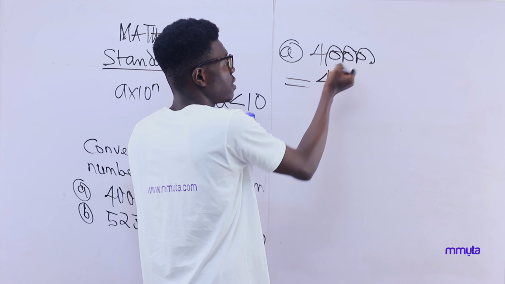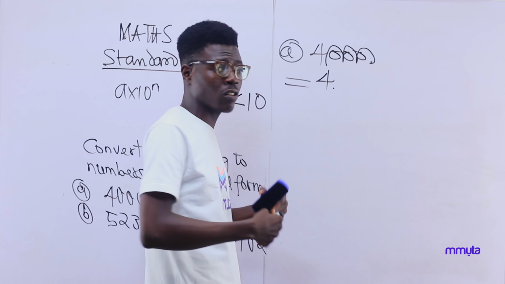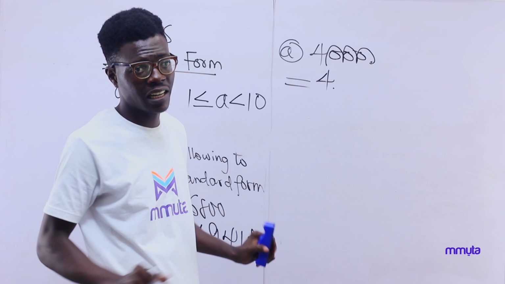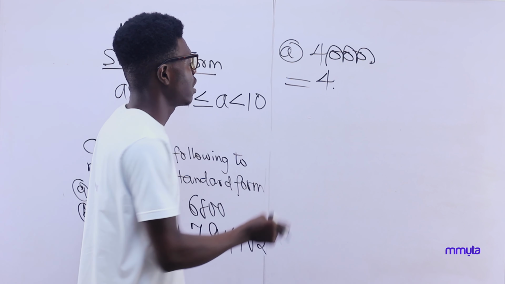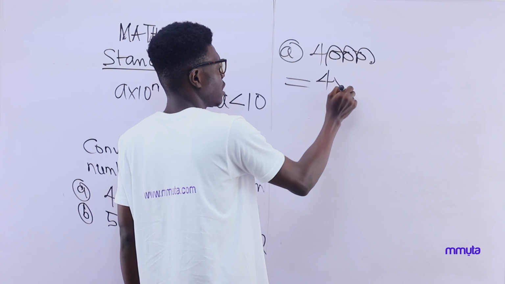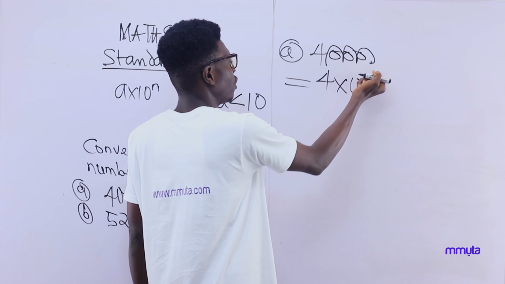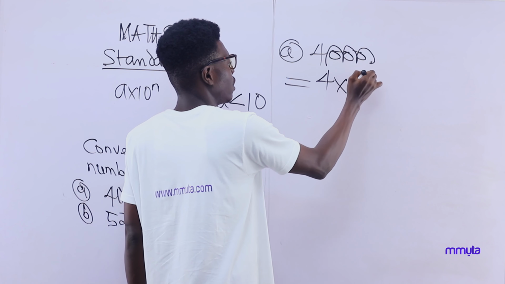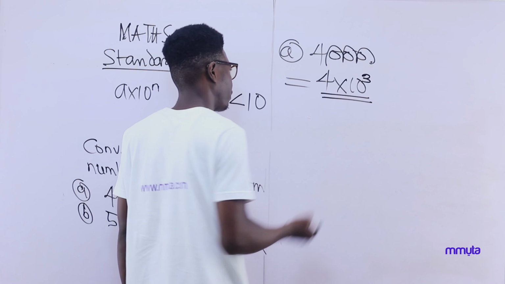You can say 4.0 or 4.000, but it is not necessary, because if 0 is after the decimal point, it is regarded as an insignificant number. So you can just write 4 times 10 raised to power the number of times you moved: 1, 2, 3. So it is 4 times 10 raised to power 3.